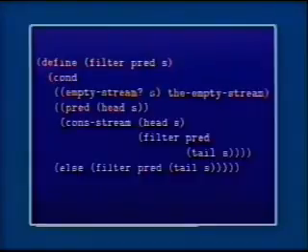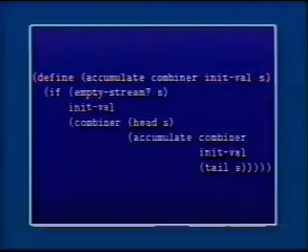Let me run through a couple more rather quickly. They're all in the book, and you can look at them. Let me just flash through. Here's accumulate. Accumulate takes a way of combining things, an initial value, and a stream, and sticks them all together. If the stream's empty, it's just the initial value. Otherwise, we combine the head of the stream with the result of accumulating the tail of the stream starting from the initial value. So that's what I'd use to add up everything in the stream.